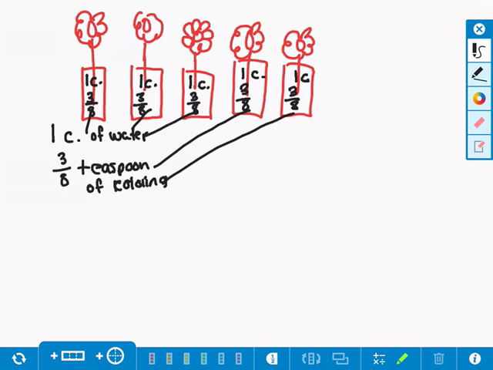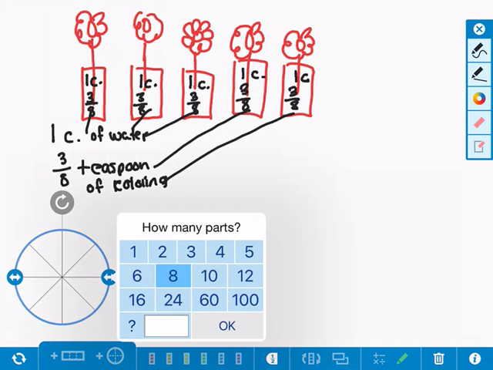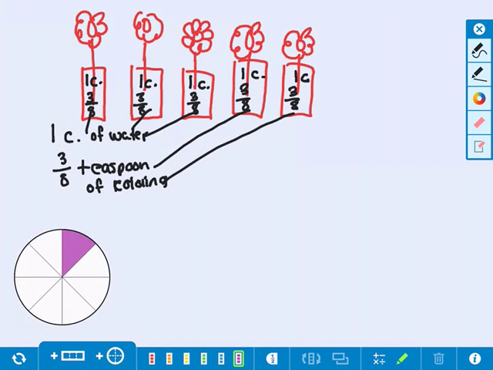Okay, now if we wanted to show this using fraction circles, we know that our denominator is 8, so that means there's going to be 8 parts in our fraction circle. And we need 3 of them for each vase. So this represents how much food coloring you would need for 1 vase. Because we don't have to do that for the cups, because a cup is already a whole number. So this represents the food coloring for each vase. And we need 5 of these.